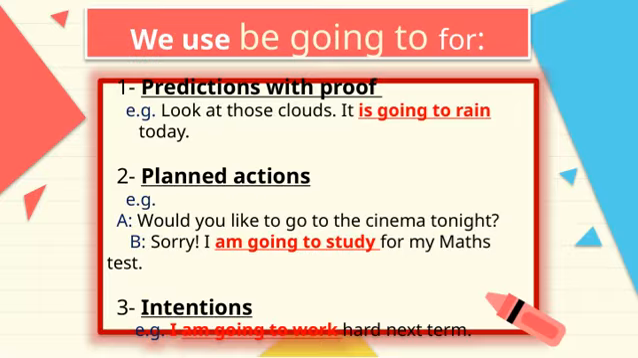Now let's take a closer look at predictions with proof. For example, you might say, "Look at those clouds. It is going to rain today." This shows how we can use observable evidence to make predictions about the future.